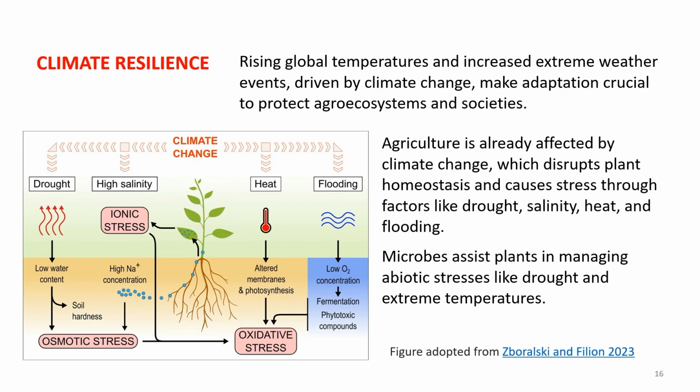For example, we have here the effect of climate change which will induce drought, cause high salinity, and result in a lot of heat as well as flooding. Now, under these different stress conditions, the plants will have different kinds of stresses like osmotic stress and oxidative stress, as you can see in this diagram.